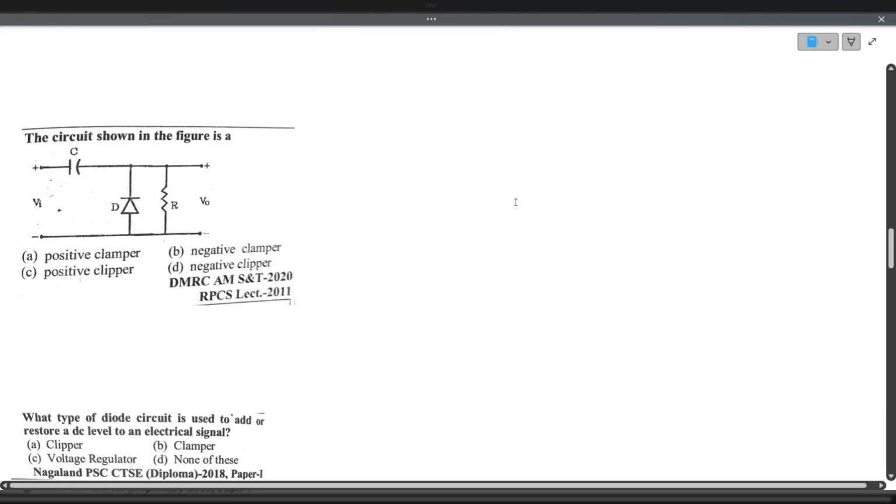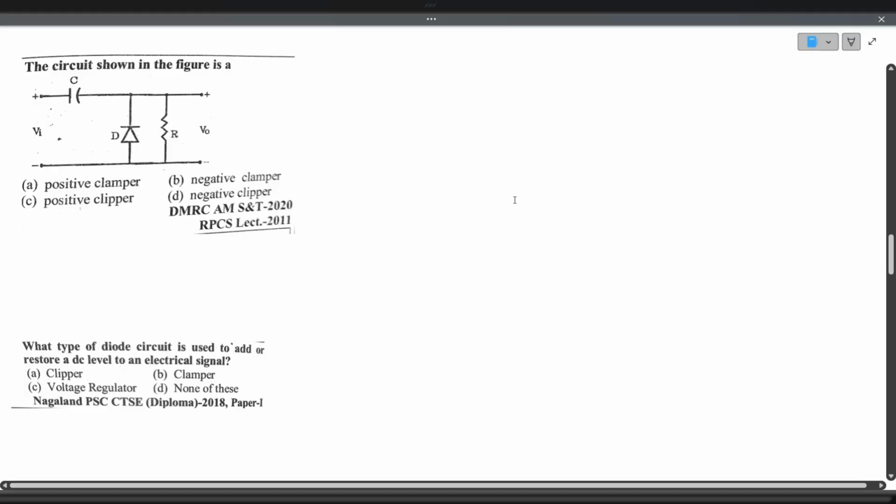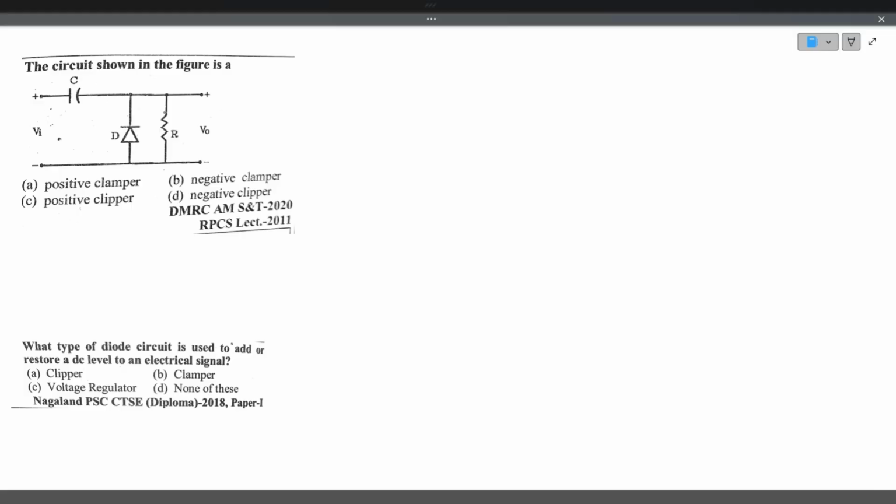Now let's see one more question. The circuit shown in the figure, this we have already seen and already discussed in the previous videos also. This is a clamper circuit. Whenever a capacitor and diode are involved, it should be a clamper circuit. And if two diodes and two capacitors are involved, it must be a voltage doubler.